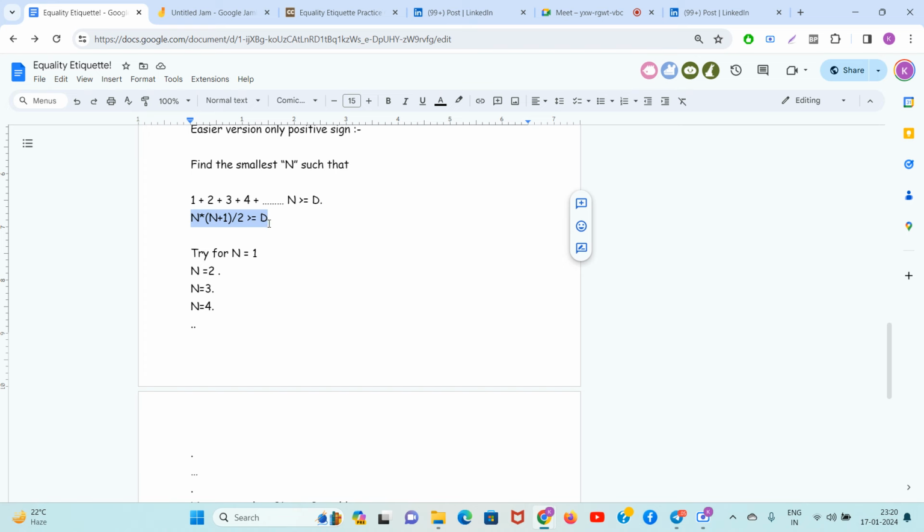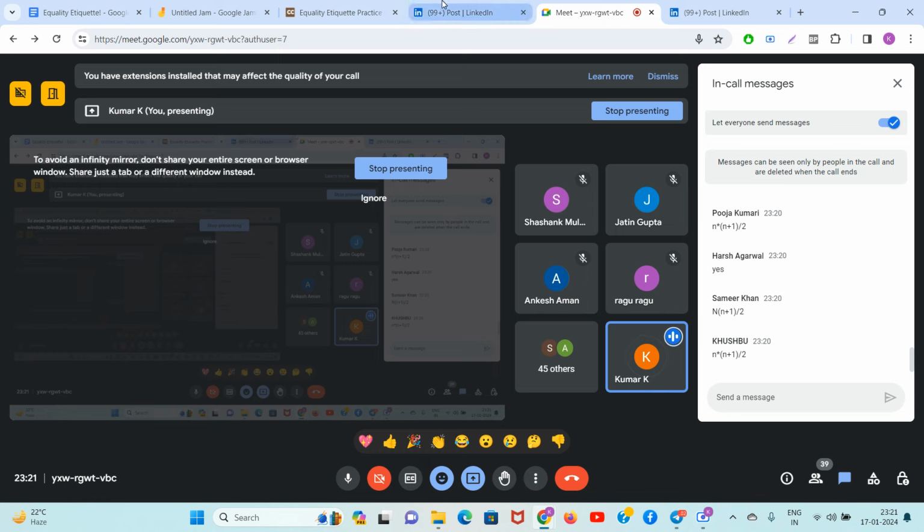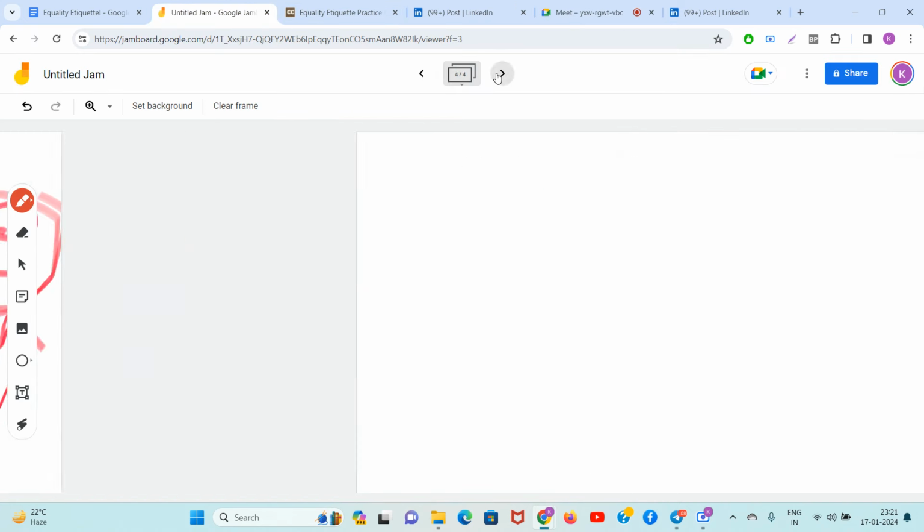Okay. This should be greater than or equal to D. So first you will substitute 1 and check. Then you will substitute 2 and check. As you increase the n, this quantity is going to increase. And at some particular point, it is going to cross D. Once it crosses D, you have your answer. You know how many minimum numbers are needed to tackle that. Clear, guys? Now, guys, I will show it to you with a live example, okay?